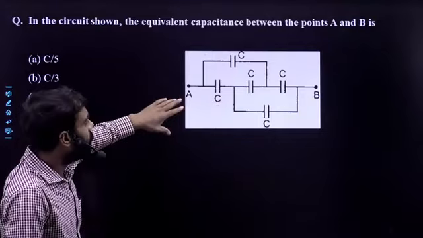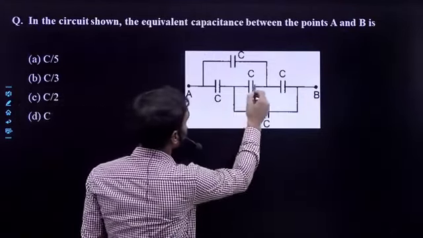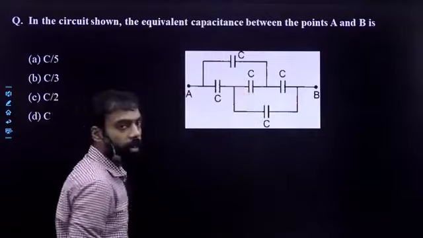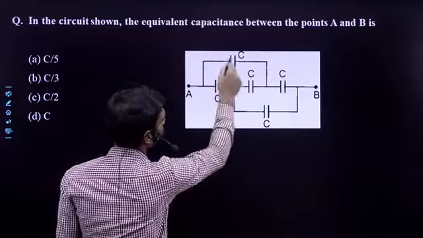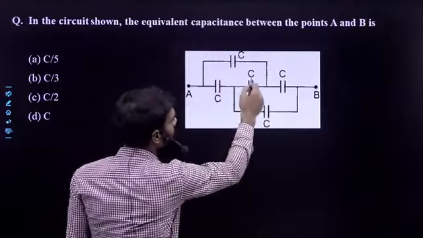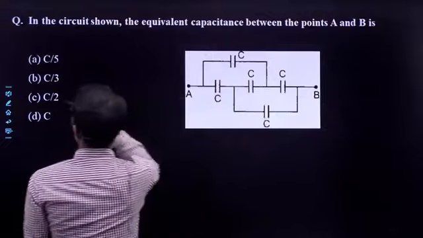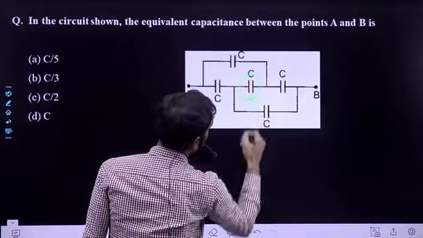Agar aap dhyan se dekhenge, so this question is of Wheatstone bridge, right? And this Wheatstone bridge is balanced. If you see, the ratio of this upon this is equal to 1, and the ratio of this upon this is also equal to 1. So this capacitor can be removed from the circuit.